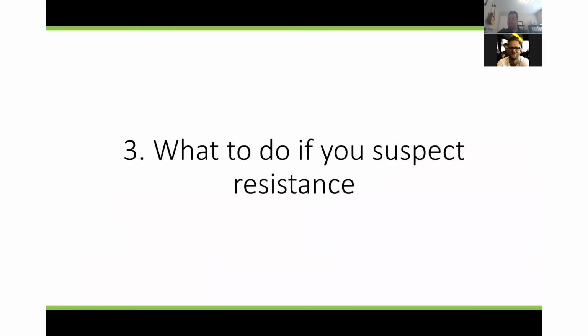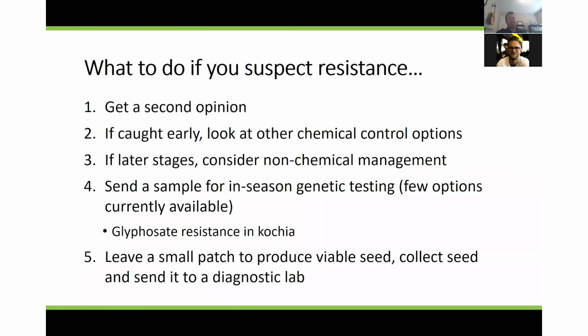So on to the third part, which is the shortest part of the presentation here. So what to do if you suspect resistance. So again, this is what I would recommend. First of all, if you suspect that you have a herbicide resistant weed population, get a second opinion. When we're looking at the list of potential causes for loss of control, everyone looks at it a little differently. So it's important to get an unbiased second opinion on that population as well. Whether that's from, say, a local agronomist or a neighbor, or calling a researcher like myself.